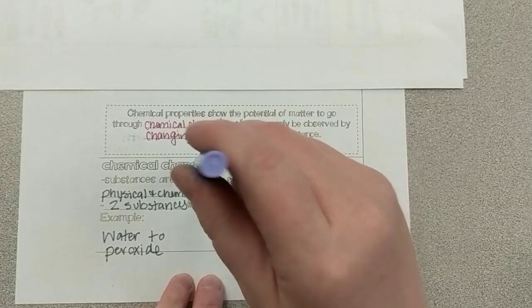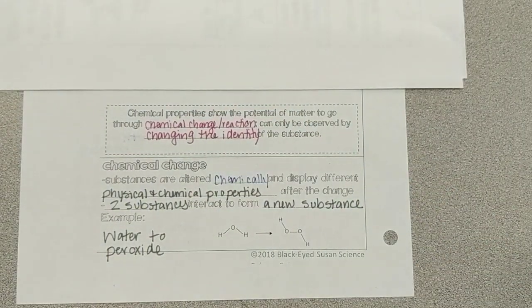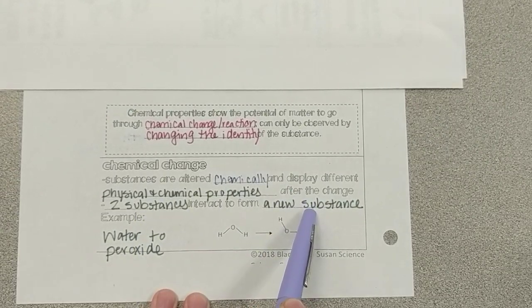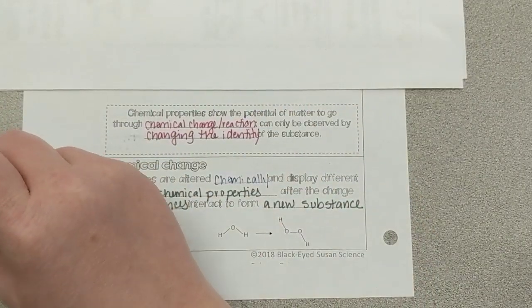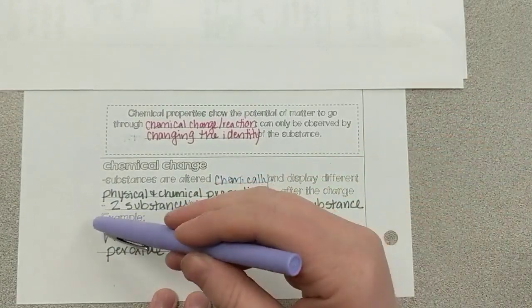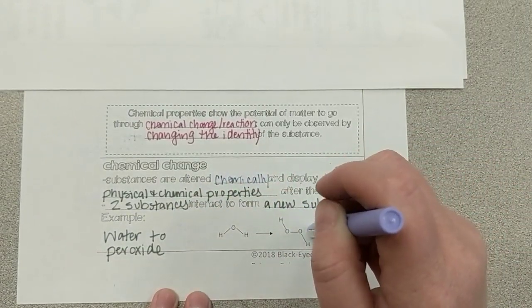Again, here's a little preview. Chemical change: substances are altered chemically and display different physical and chemical properties after the change. So two substances interact and form something different. In a chemical change, you start with one or two things and you end up with something different. An example of that would be water changing into hydrogen peroxide.